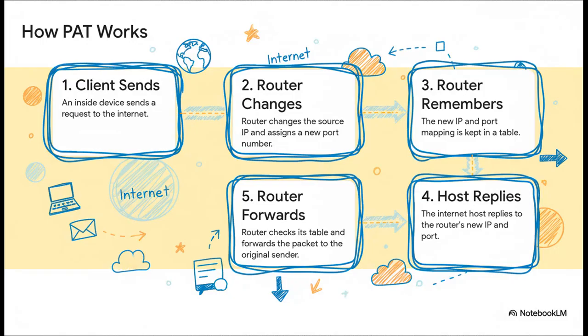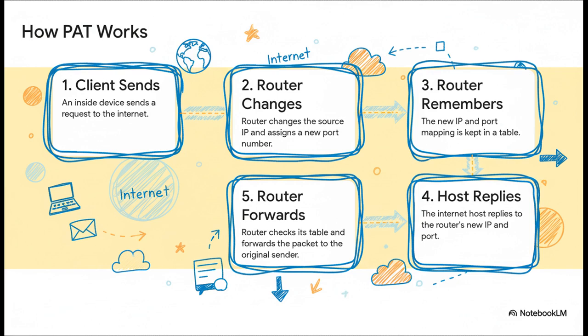So let's walk through it. 1. Your laptop sends out a request to a website. 2. Your router intercepts it, swaps the private IP for its public one, and assigns a unique port number to this specific conversation. 3, and this is crucial, it writes this pairing down in a little logbook.